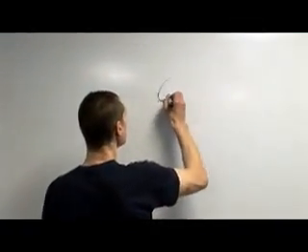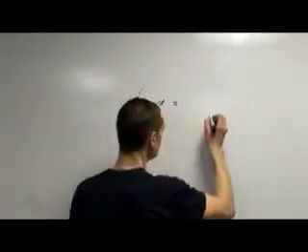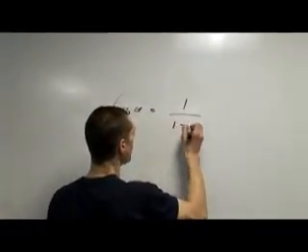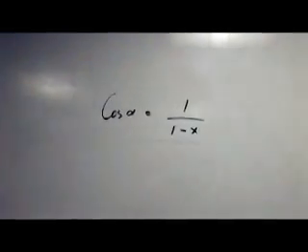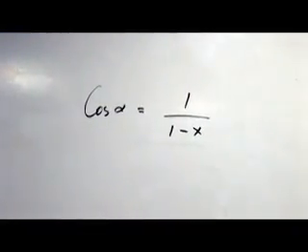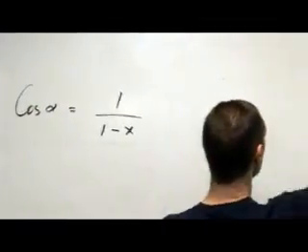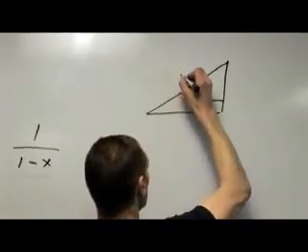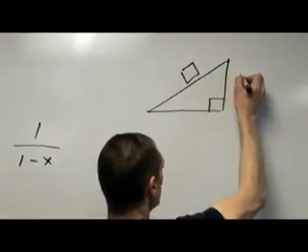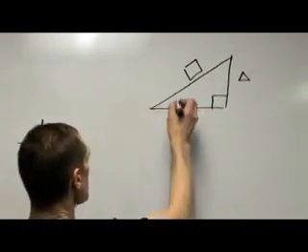Okay, suppose that I tell you that the cosine of some angle alpha is equal to 1 over 1 minus x. What are the other trigonometric identities associated with this? How are you even going to do this problem? And this is why I want you to be able to think of this right triangle, like this box, triangle, and circle. And here's alpha.